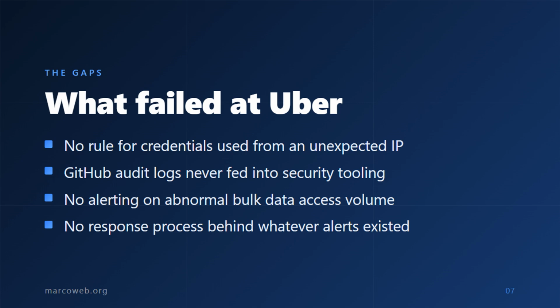At Uber the gaps were textbook. No correlation rule for production credentials being used from an unexpected source address, which is one of the highest value detections available to almost any organization. GitHub audit logs never forwarded into security tooling, so the initial repository access was completely invisible. No alerting when data access volume ran orders of magnitude above the normal baseline. And no defined response process behind whatever alerts may have fired.